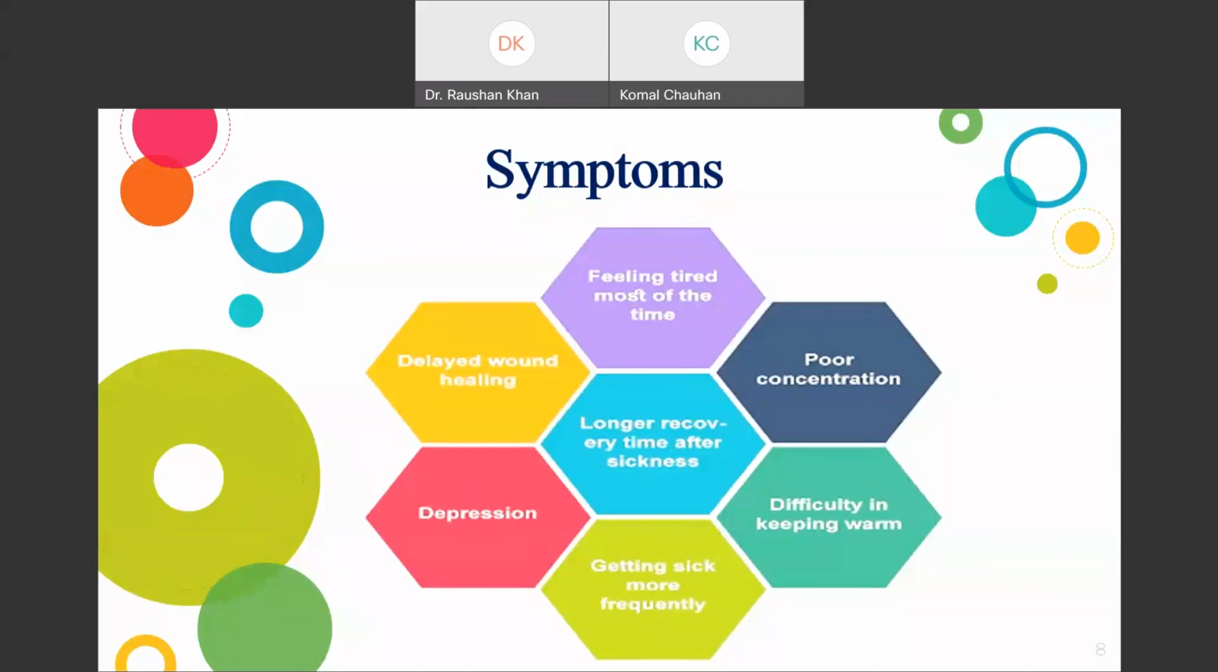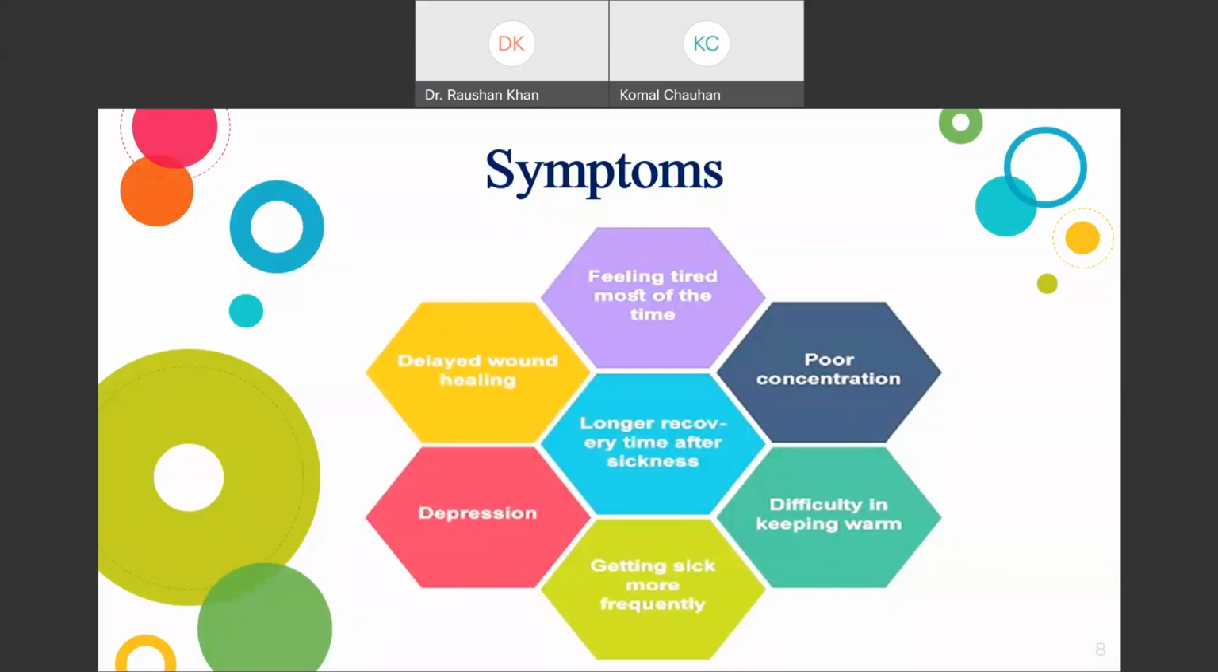So the child will have more chances of getting sick more frequently. Then depression is not as such very clinical depression, but yes, the child will not feel concentrated, and he will not feel energetic. Like every other child of his age group will be playing around, and he will not be able to catch up with those activities. So yes, it can lead to some small depression.